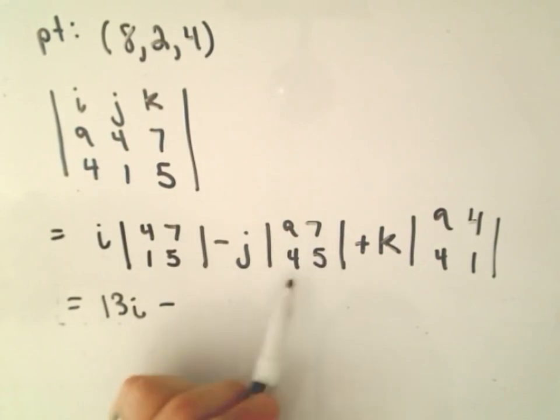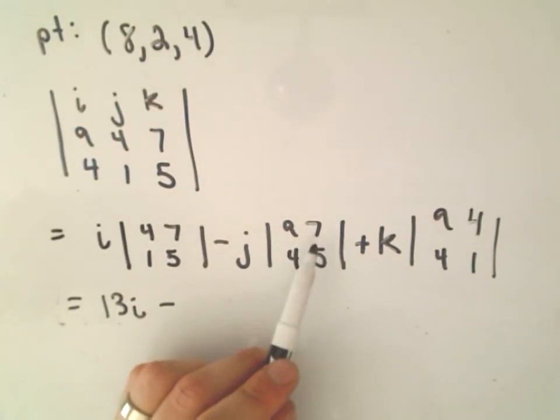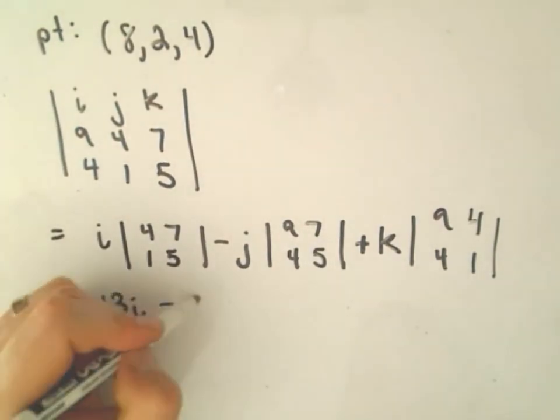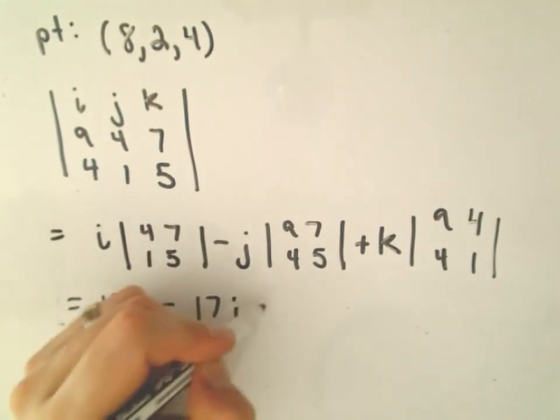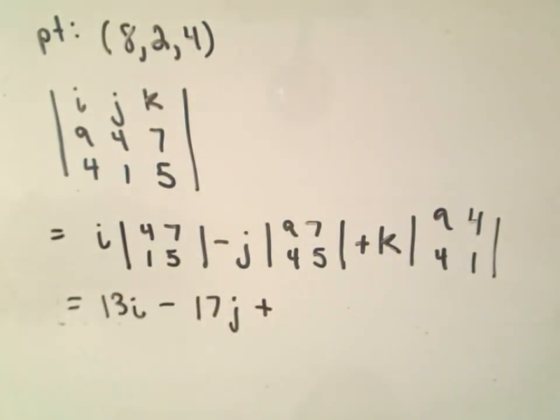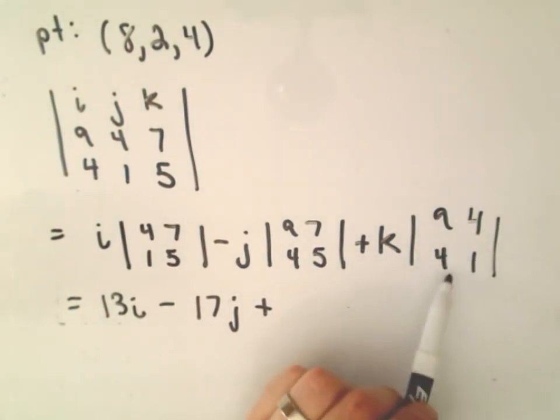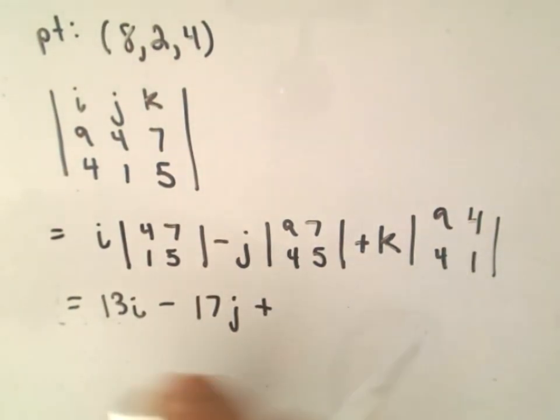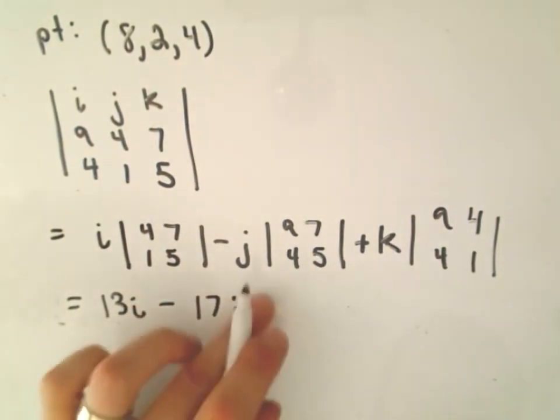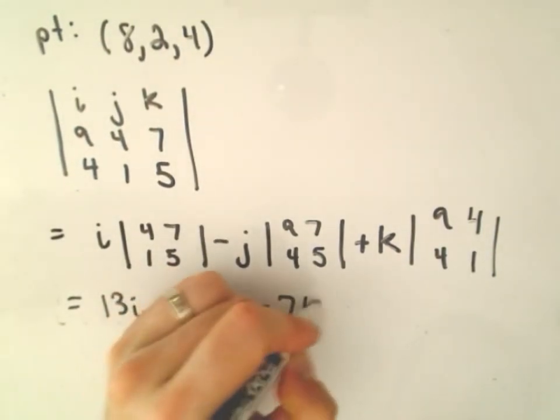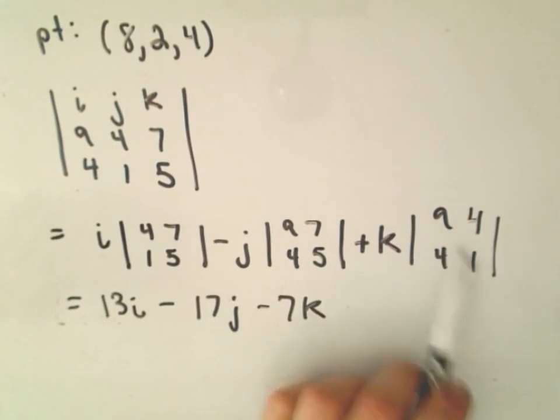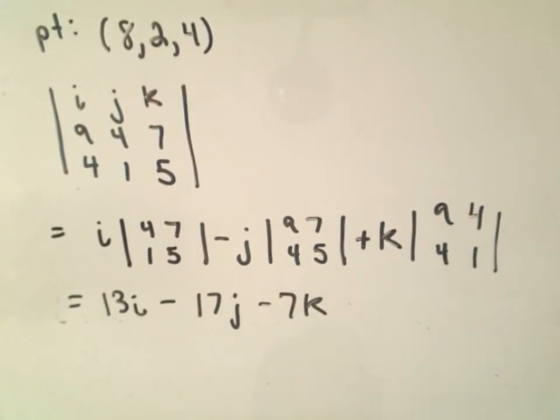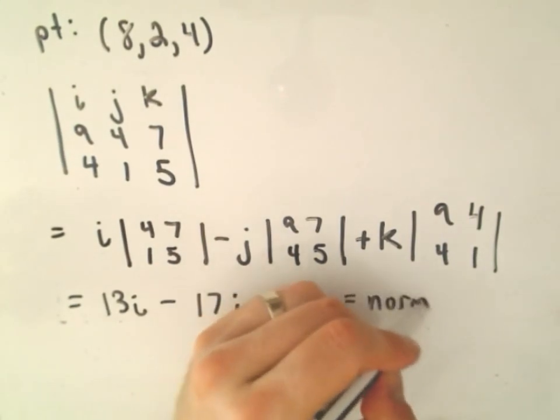We'll get 45 minus 28. 45 minus 28, I believe, is 17, j. And then for k, we'll get 9 times 1 minus 16. 9 minus 16 is going to give us a negative 7k. Okay, so going through that a little bit faster there. So again, this is now going to be our normal vector.